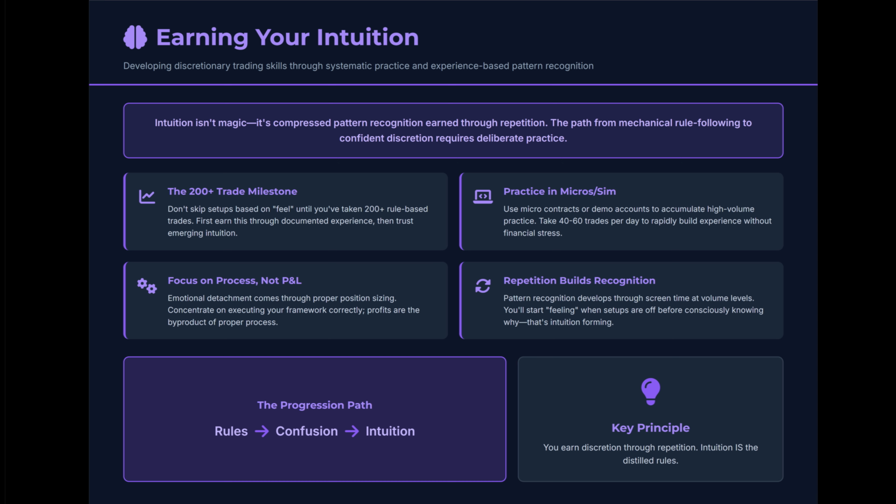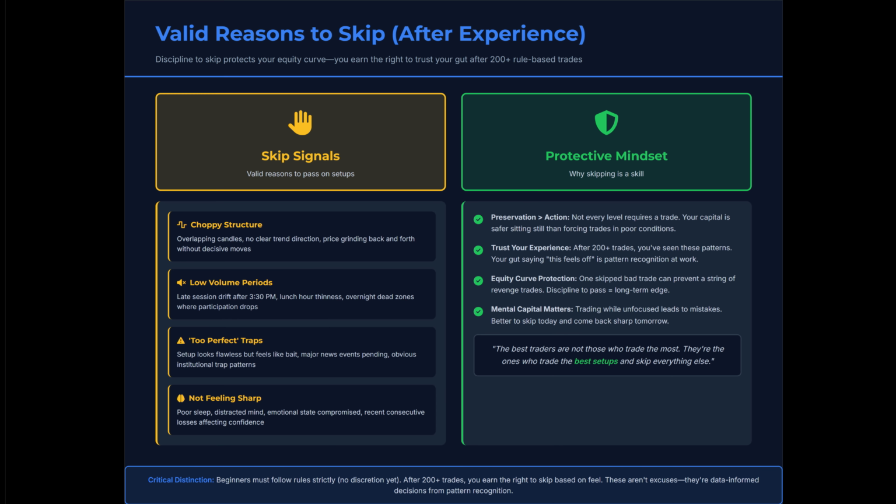Don't cheat the process. When you can assess a chart instinctively, that's true discretion. The next slide will cover valid reasons to skip trades after gaining experience, exercising the discipline to stand down based on session context, market state, and risk management. Slide 31. Valid reasons to skip after experience.